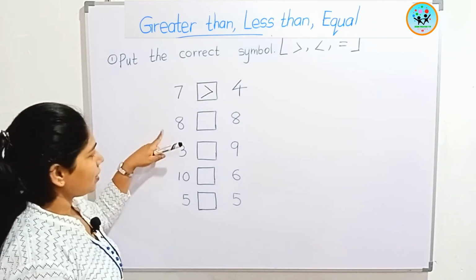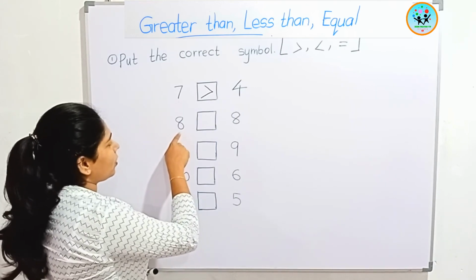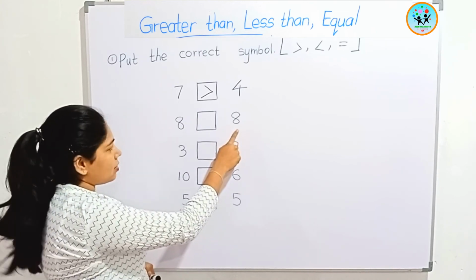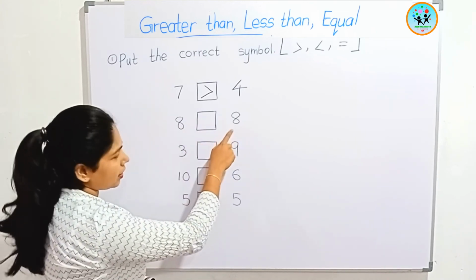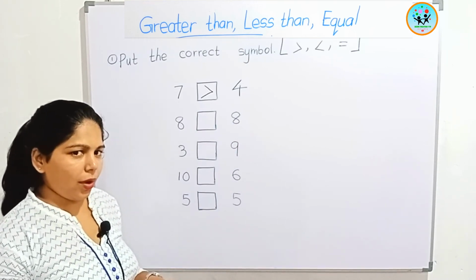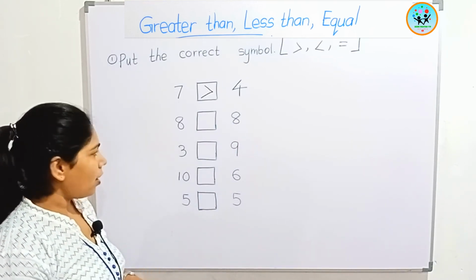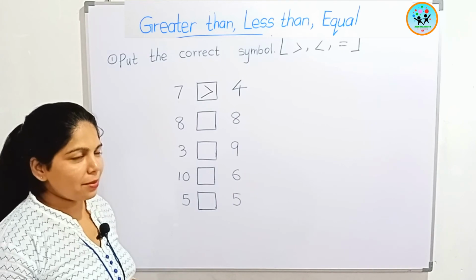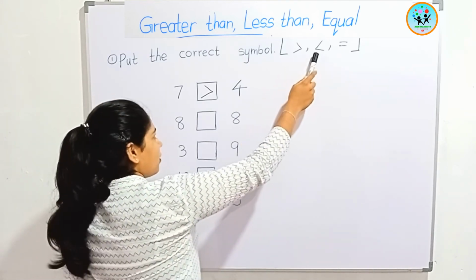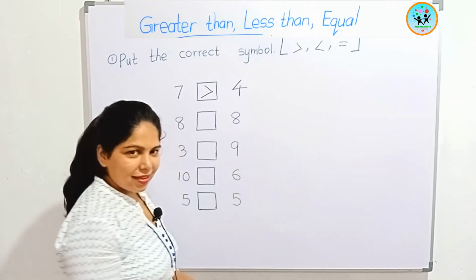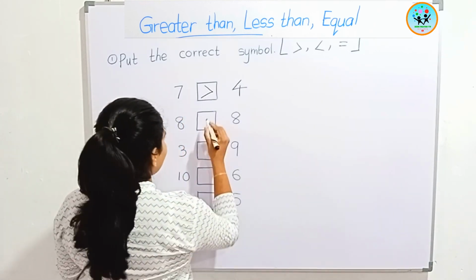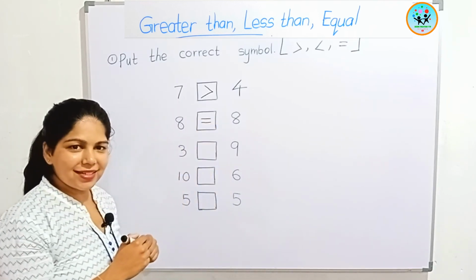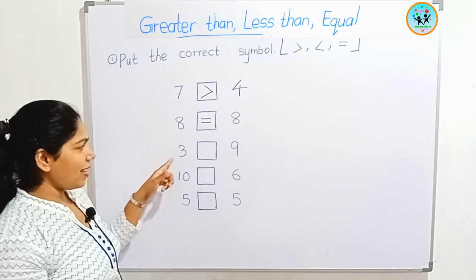Okay, next look at second one. Here you can see what is the number? 8. Here 8. Are they equal or not? Yes, they are equal. Which is the symbol? This one, or this one? Yes, the last one. Equal. Okay, good. Look at the next one.